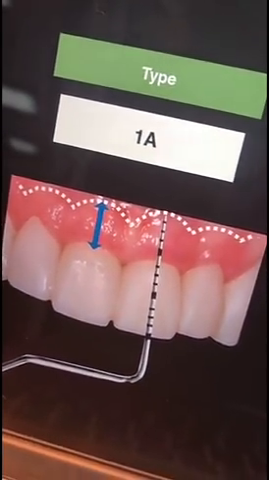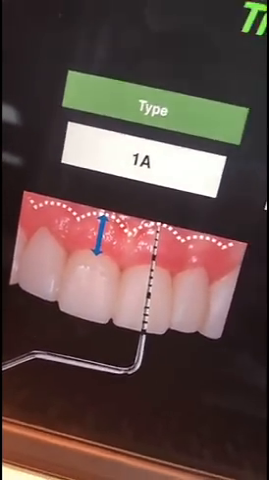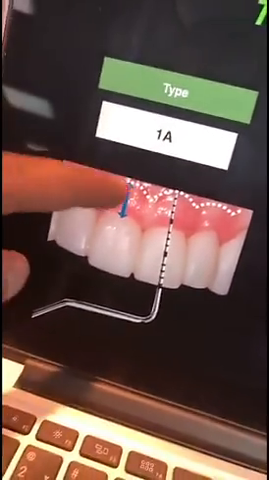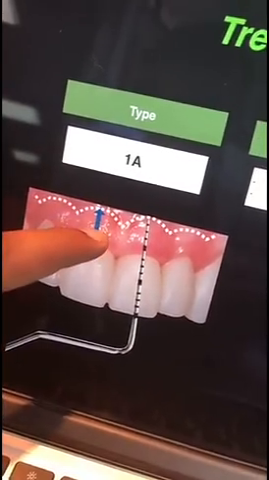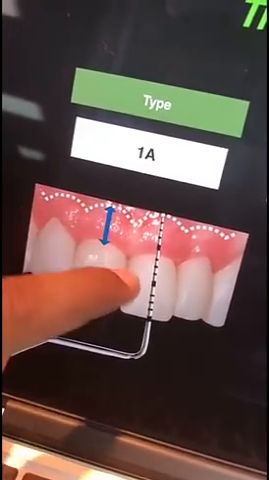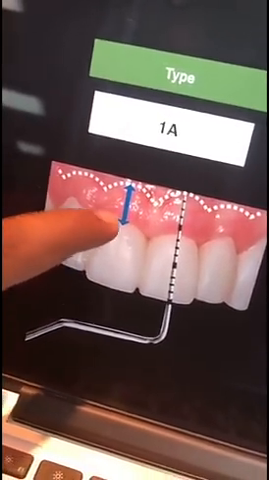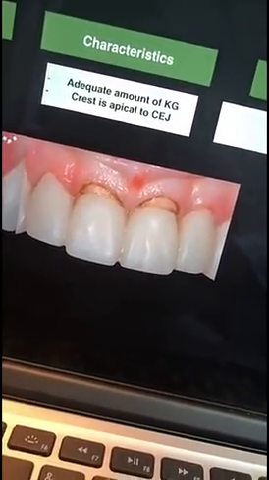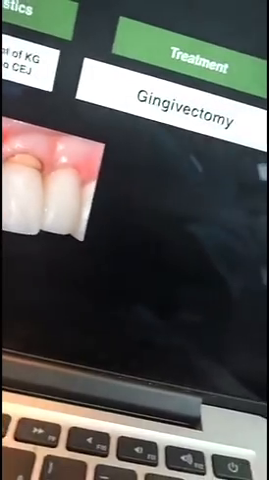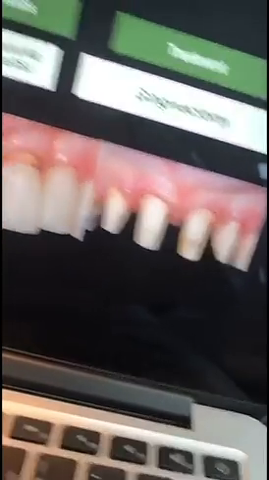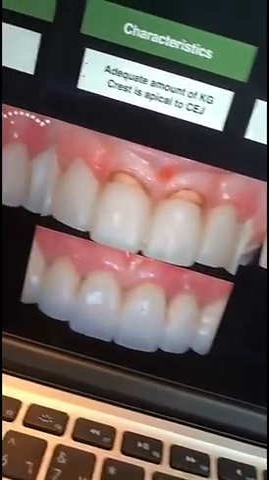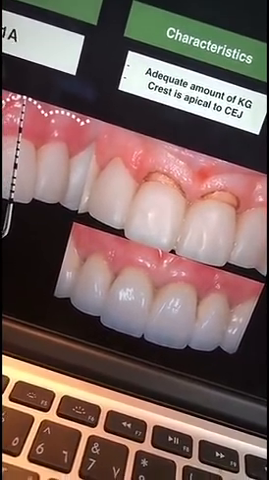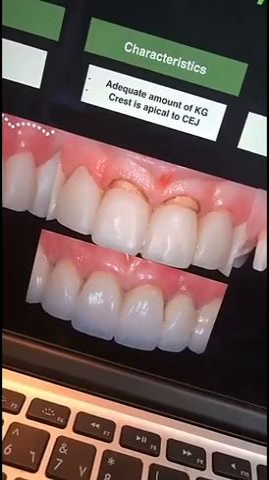Based on that classification, how am I going to perform an aesthetic crown lengthening? Because this distance is greater than 3 millimeters, I can simply treat this through a gingivectomy. In this case, I used a 5-watt diode laser, and we removed the temporary crowns, and there you go. This is your final restorations. No flap was done.